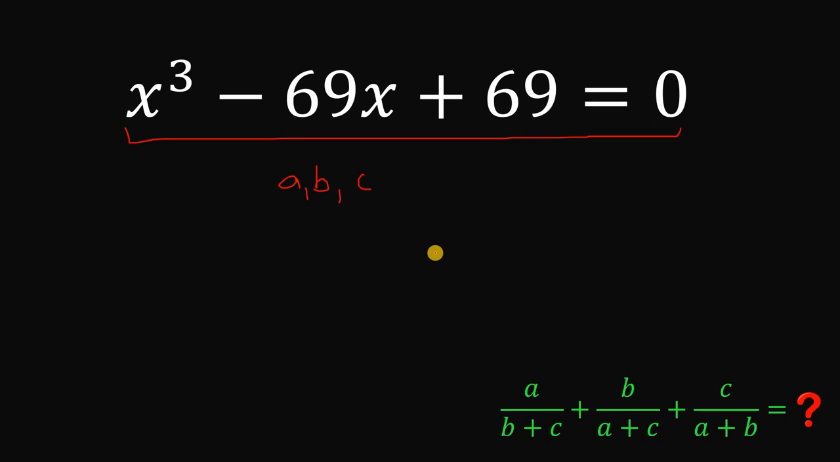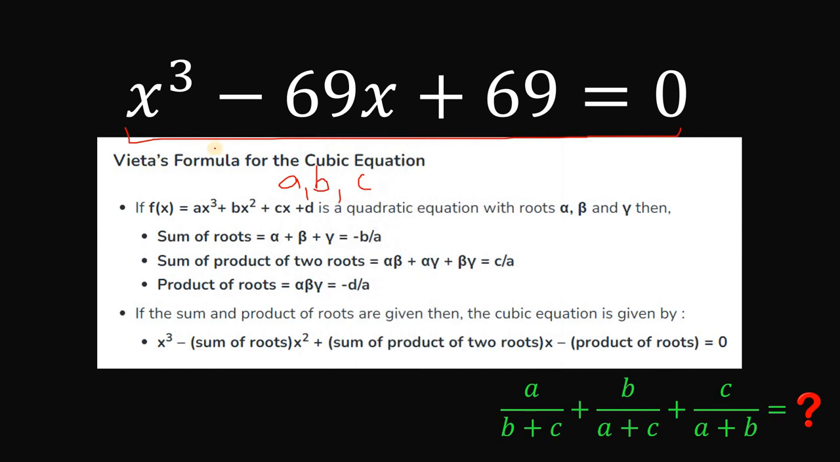Now, to answer this question, we're going to use one theorem, which is Vieta's formula for cubic equations. If we have f of x equals ax cubed plus bx squared plus cx plus d, a cubic equation with the roots alpha, beta, and gamma, then the sum of roots alpha plus beta plus gamma must be equal to negative b over a. The sum of the products of the roots, alpha times beta, alpha times gamma, plus beta times gamma, equals c over a, and the product of the roots alpha, beta, gamma equals negative d over a.